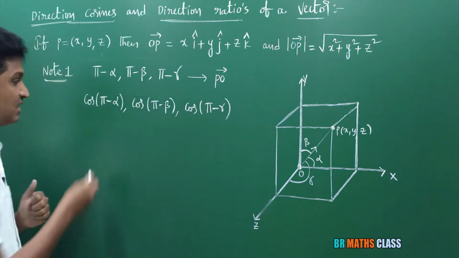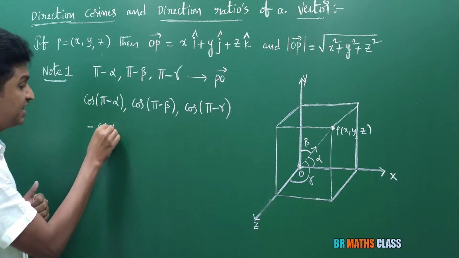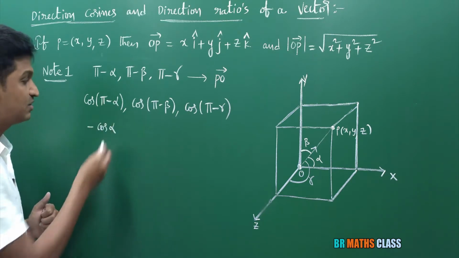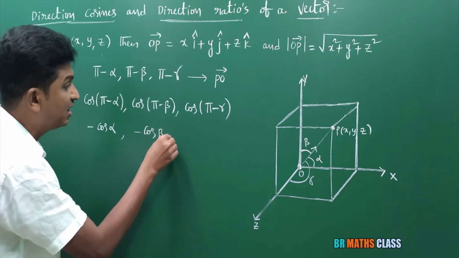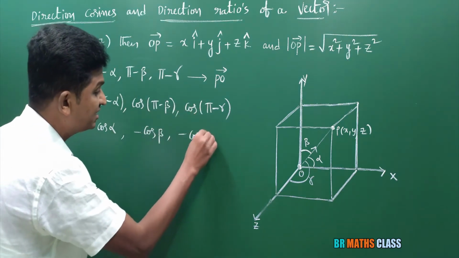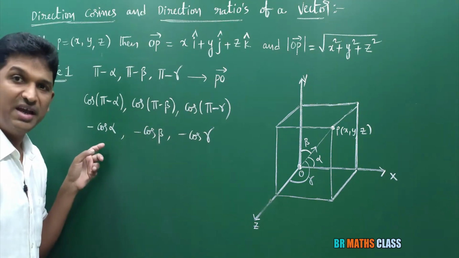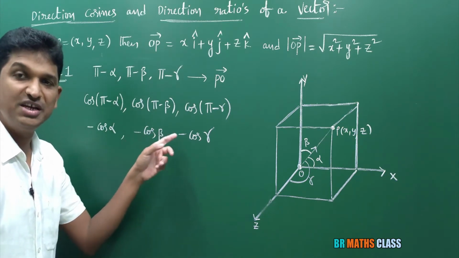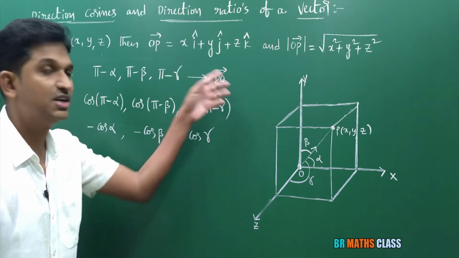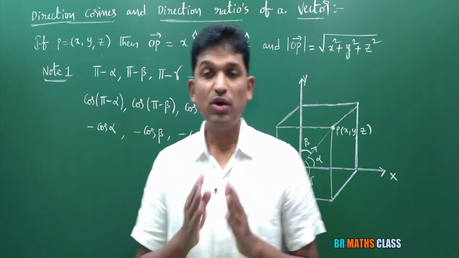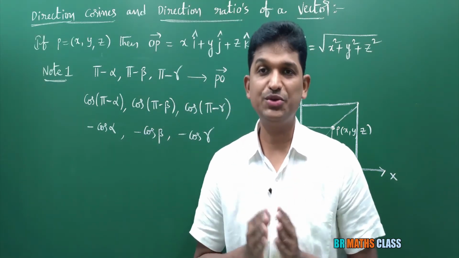Cos(180 minus alpha). You know from trigonometry that cos(180 minus theta) is minus cos theta. So minus cos alpha. Cos(pi minus beta) is minus cos beta. Cos(pi minus gamma) is minus cos gamma. So minus cos alpha, minus cos beta, minus cos gamma are the direction cosines of the vector PO bar. Here is one important point I am trying to say.